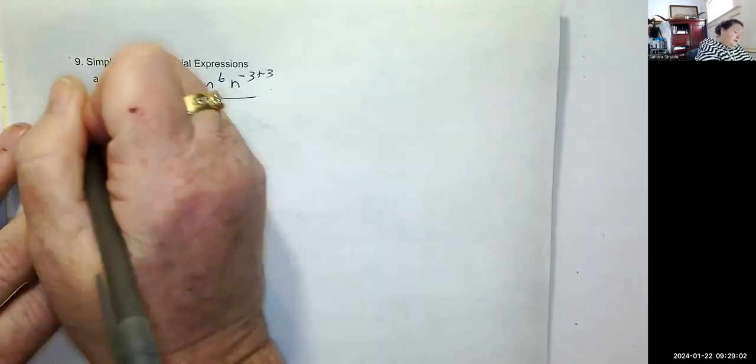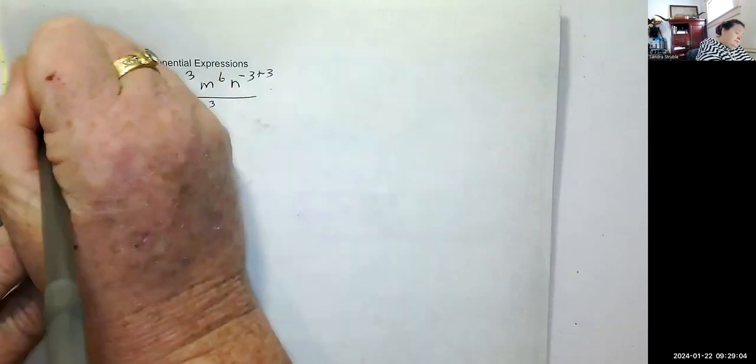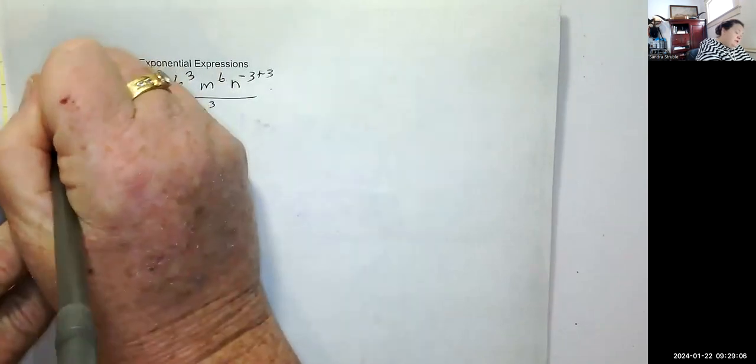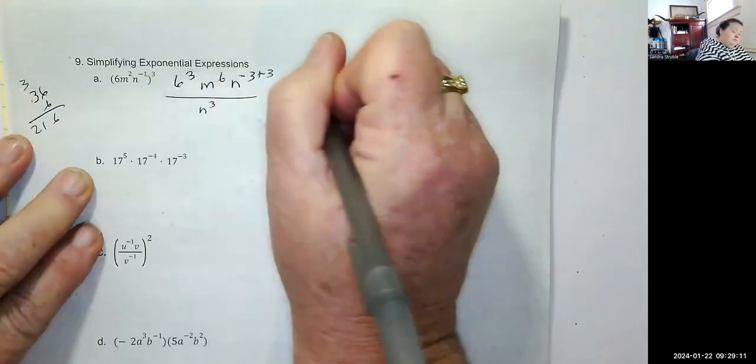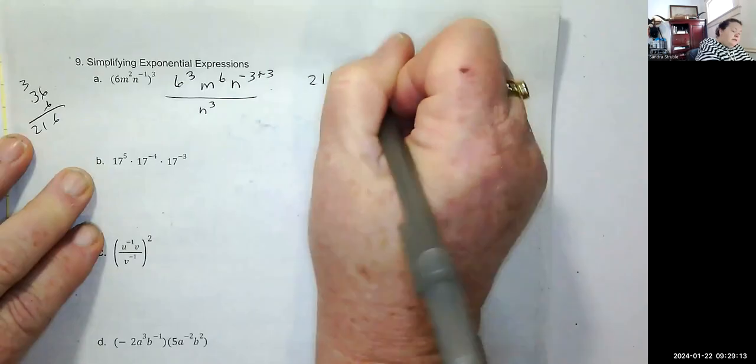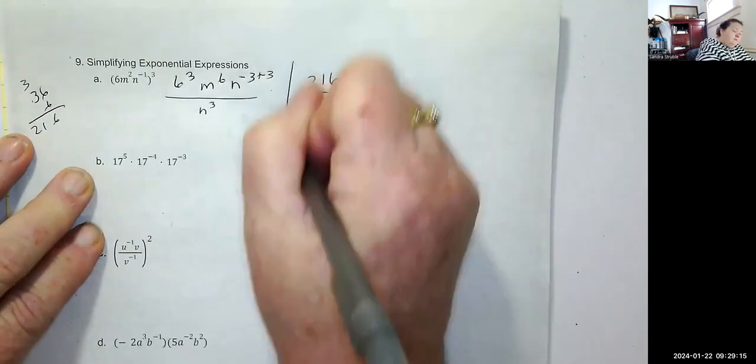6 cubed is what, 36 times 6? I'll just do it over here. 36, 18, 19, 20, 21. So 216 m to the 6 over n cubed.